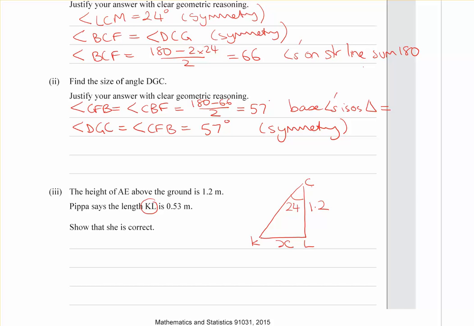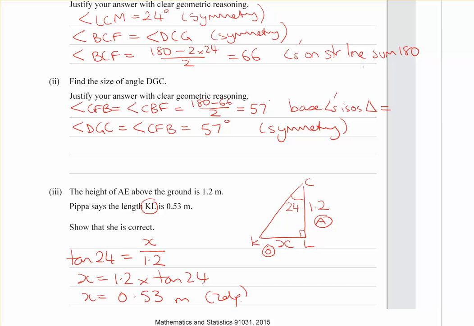So this is the opposite side, adjacent, so we're using TOA, tan. Tan of 24 is the opposite side divided by the adjacent. So this is a multiplying problem. X is going to equal, if we multiply by 1.2, 0.53 metres to 2dp as required.